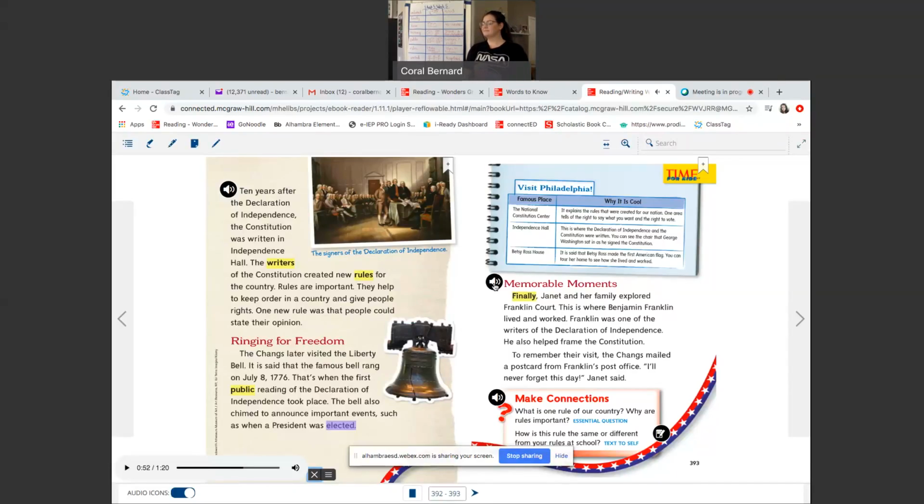Famous place. Independence Hall. Why it is cool. This is where the Declaration of Independence and the Constitution were written. You can see the chair that George Washington sat in as he signed the Constitution. Famous place. Betsy Ross' house. Why it is cool. It is said that Betsy Ross made the first American flag. You can tour her home to see how she lived and worked.